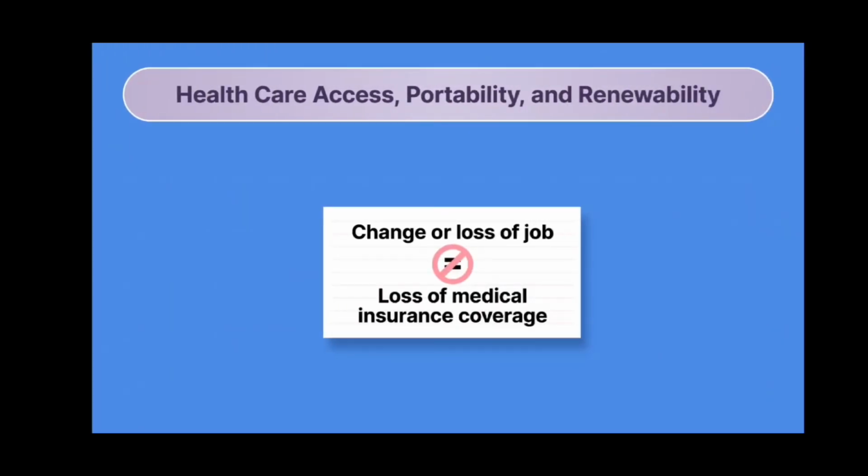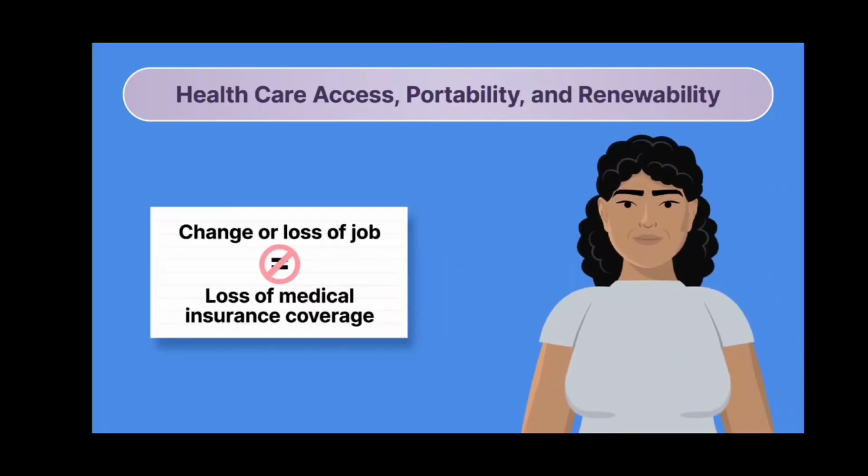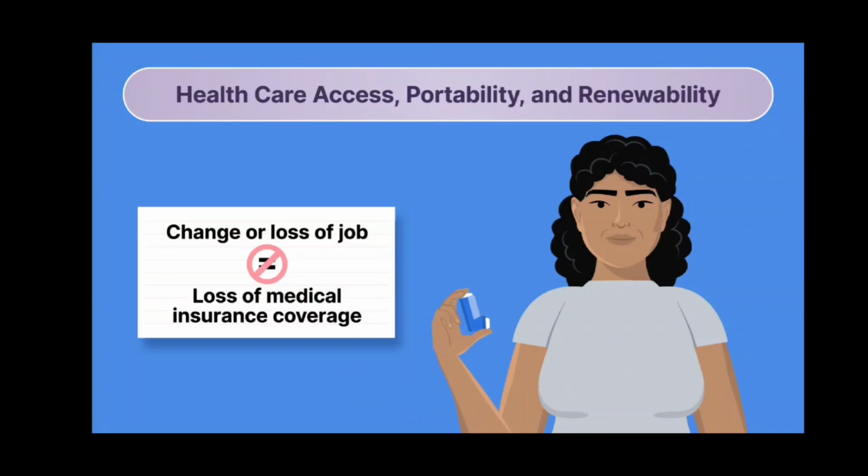The healthcare access, portability, and renewability provision ensures that people will not lose their medical insurance coverage when they change or lose their jobs. This assurance comes from the law's requirement that people not be denied coverage for conditions covered under their previous healthcare insurance. This is particularly important for people with chronic or pre-existing conditions because it means that they cannot be denied insurance coverage for those conditions by future employers or policies purchased in the open marketplace.